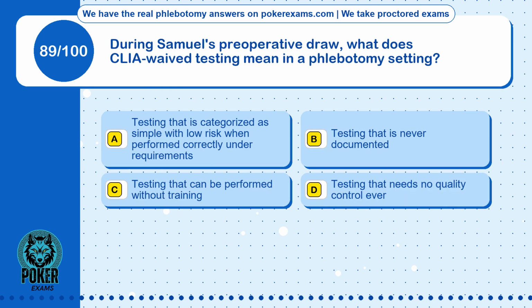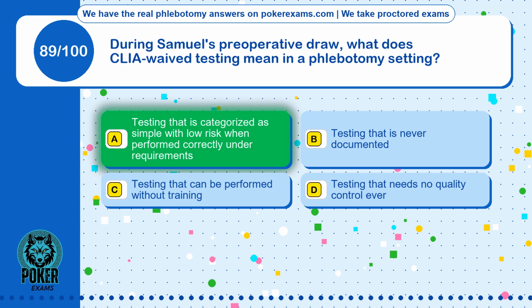Question 89. During Samuel's preoperative draw, what does CLIA waived testing mean in a phlebotomy setting? Option A, testing that is categorized as simple with low risk when performed correctly under requirements. Option B, testing that is never documented. Option C, testing that can be performed without training. Option D, testing that needs no quality control ever.